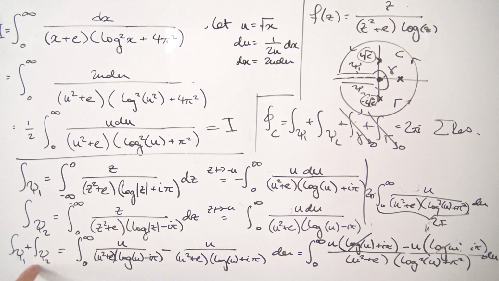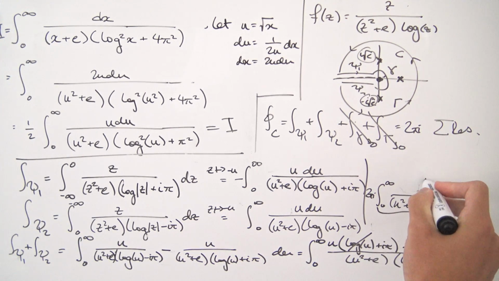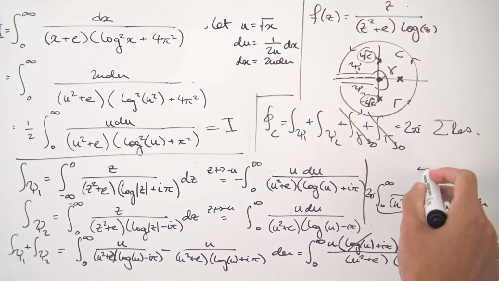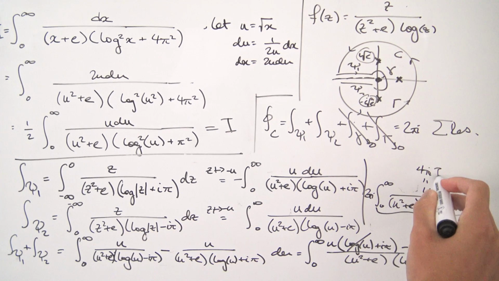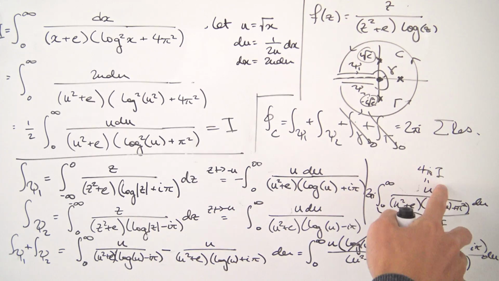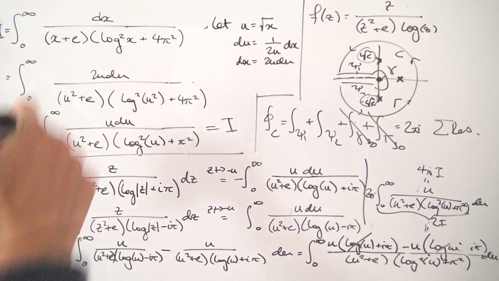So if you add side 1 and side 2 together, if you trace back all the steps, this should give us 2 times pi times i times 2I. So overall, 4 pi i times capital I. So that is the result of adding side 1 and side 2 together. So if you add those two integrals together, you pretty much recover our original integral I.